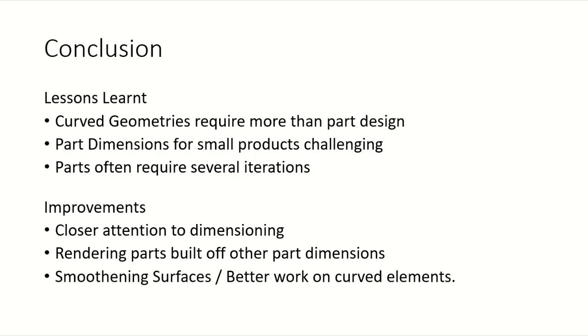Another method for creating a lot of closer connections and more parts that were better able to connect to and build with other parts would have been rendering parts built off of other part dimensions. So basically including parts already in your part body and then using those dimensions available from a separate body to create your own body that you're trying to build.